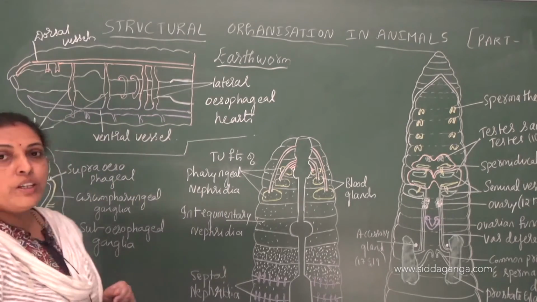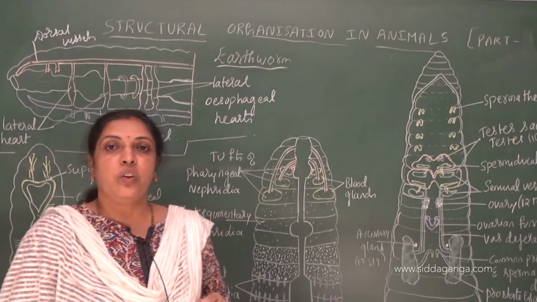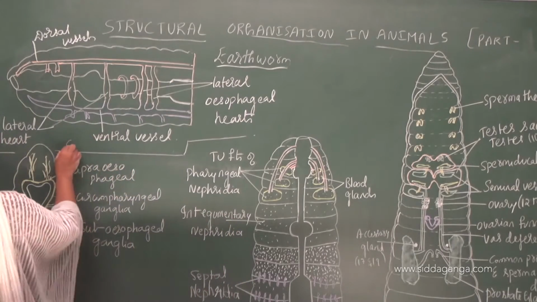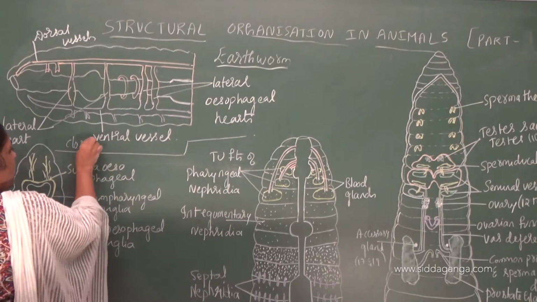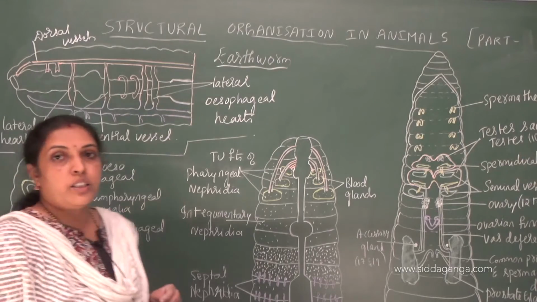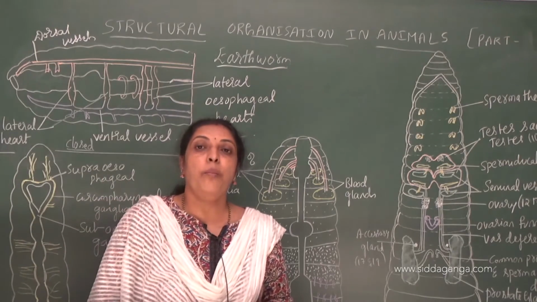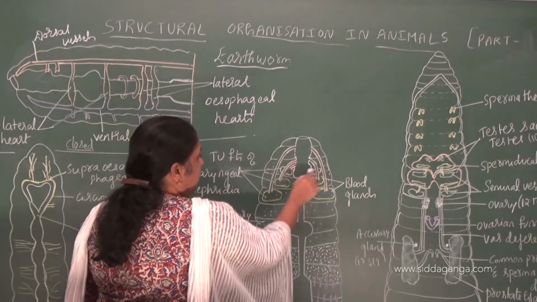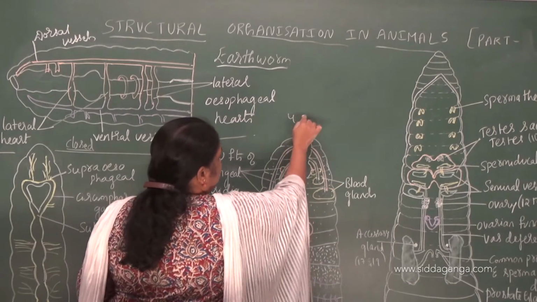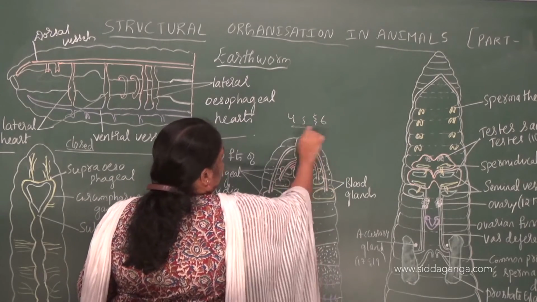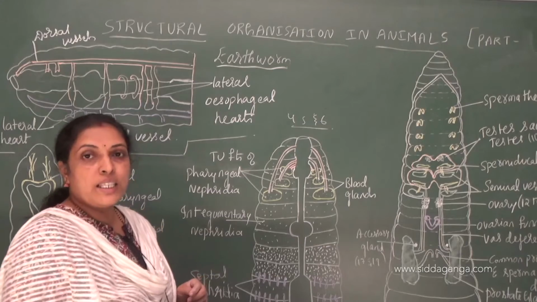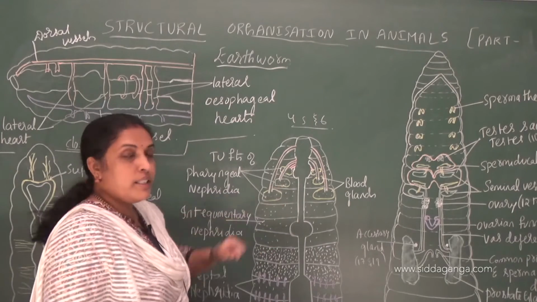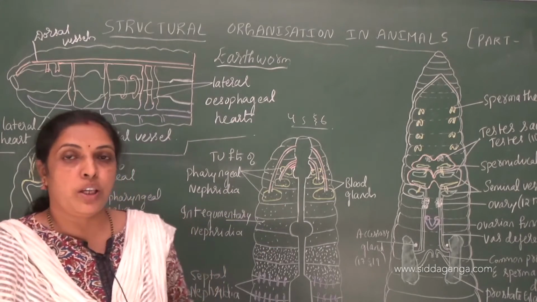In earthworm we see closed type of circulatory system. Which type of circulatory system do we see? Closed type of circulatory system is seen in earthworm, and blood glands are present. See here, in the fourth, fifth and sixth segment, blood glands are present which produce blood cells.